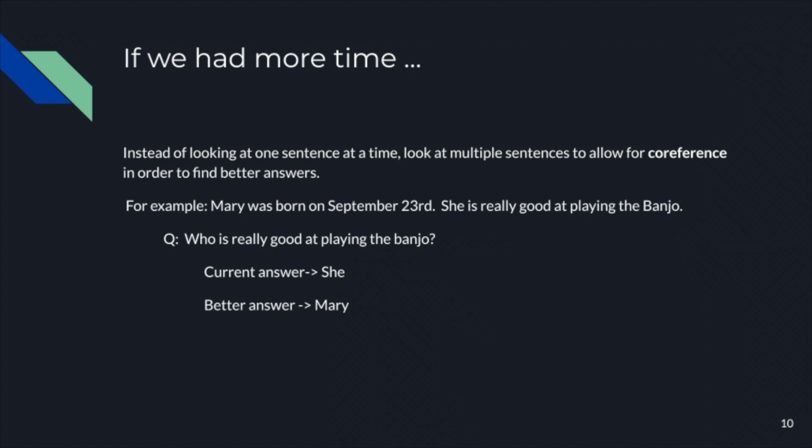However, to improve answering, it would be better to consider multiple sentences at the same time in order to use co-reference resolution. For example, consider this context. Mary was born on September 23rd. She is really good at playing the banjo. If our system was given the question, "Who is really good at playing the banjo?" it would output "she." Instead, we want to use co-reference resolution in order to answer "Mary."